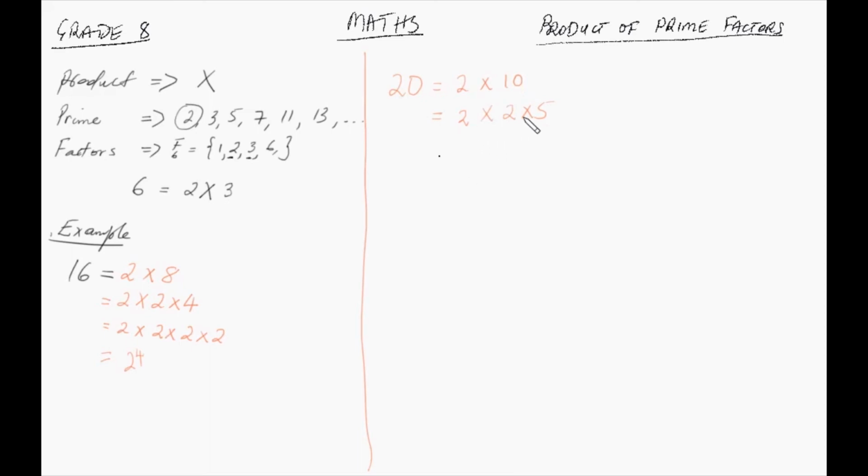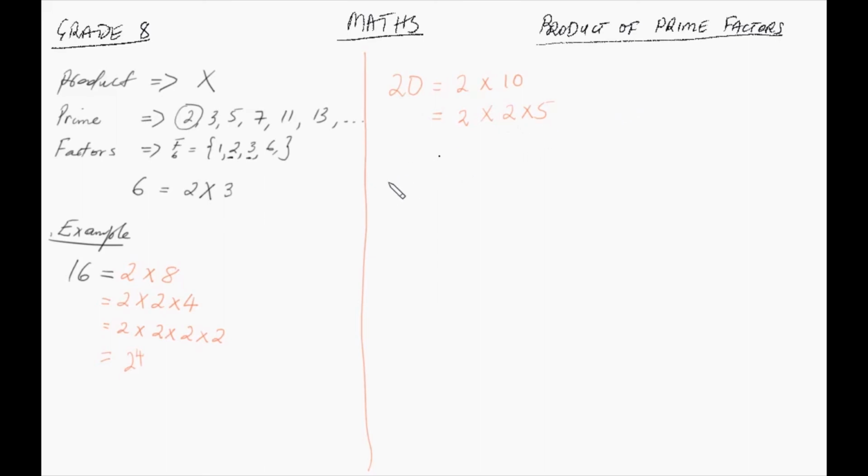So when you look at this now, these are prime numbers, and they are prime factors of 20. So since you have multiplied them, we say the product is 20. You have written 20 as the product of its prime factors, because 2 times 2 is 4 times 5 is 20.